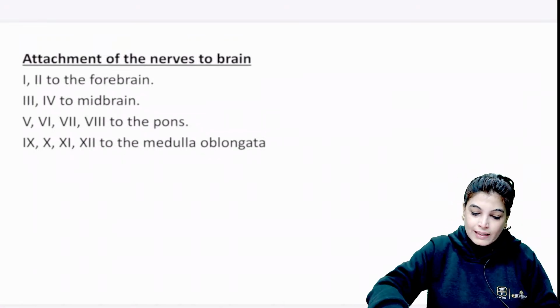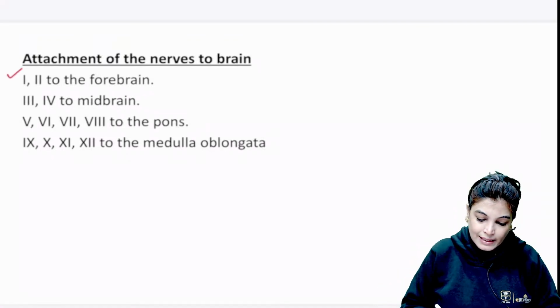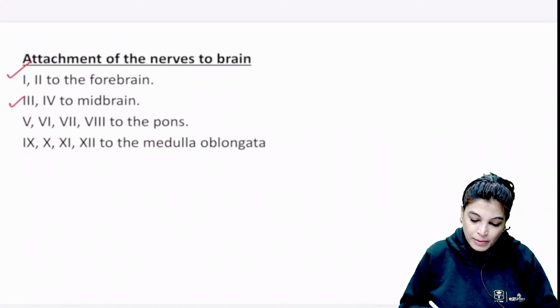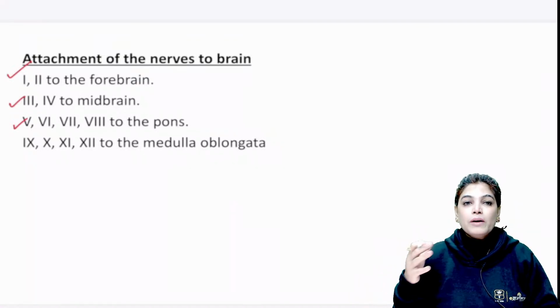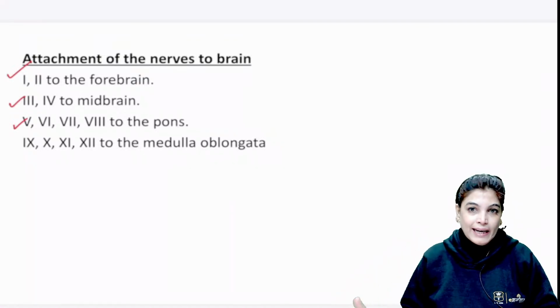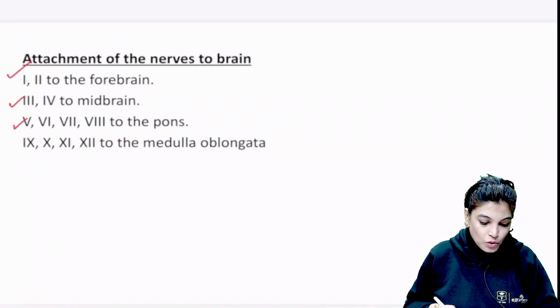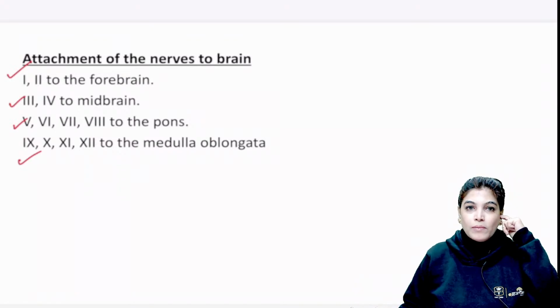In these 12 pairs of cranial nerves, the first and second are attached to the forebrain. Third and fourth are attached to the midbrain. The fifth, sixth, seventh, and eighth are attached to the pons. If I talk about the emergence of the sixth, seventh, and eighth cranial nerves, it is from the pontomedullary junction. Yeah, Jyoti, you are right. The 9th, 10th, 11th, and 12th are attached to the medulla oblongata.